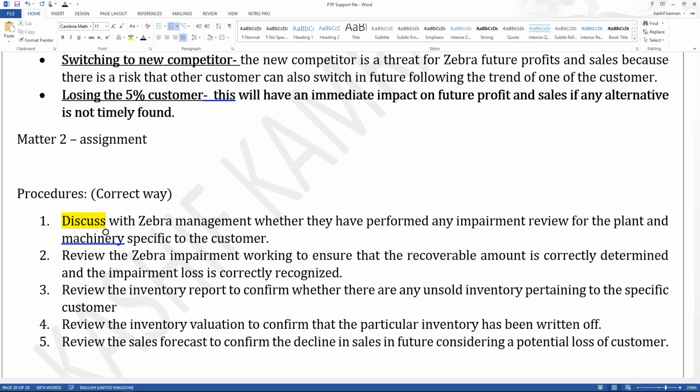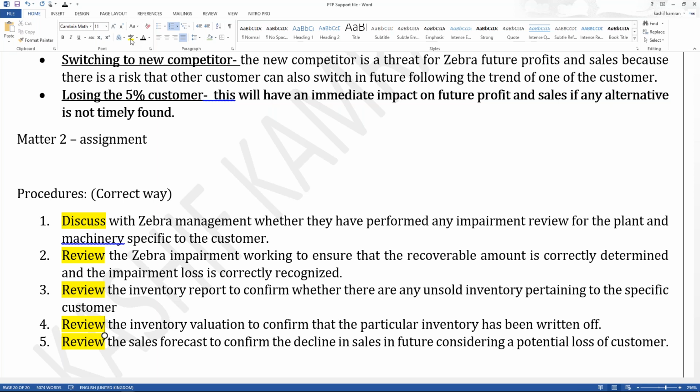Procedures start with a verb: discuss, review, review, review. You cannot start a procedure without a verb, without an action. Every time a procedure has to start with an action. Discuss is an action, review is an action. Action means you're doing something. So my procedure started with an action, right?